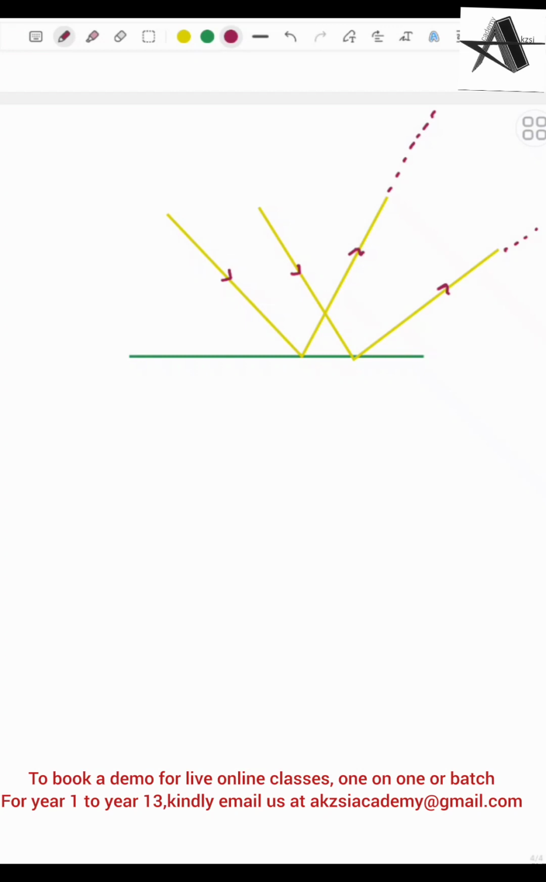Now the sentence will be justified: appears to meet. What will happen if you trace them backwards? They will meet at one point. So it seems like they are meeting somewhere behind the mirror. That's the meaning of appearing to meet, and that categorizes the image as a real image or a virtual image. So let me see what a real image is and what a virtual image is.